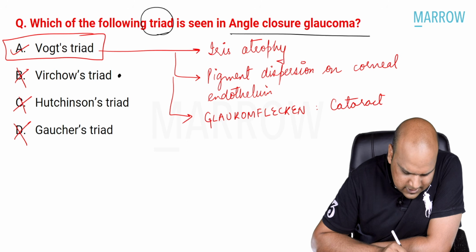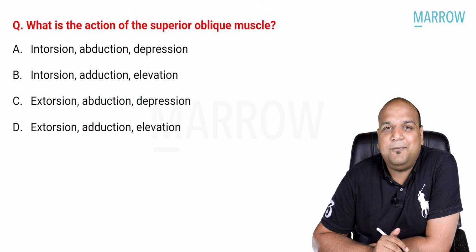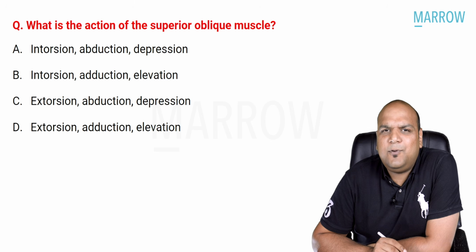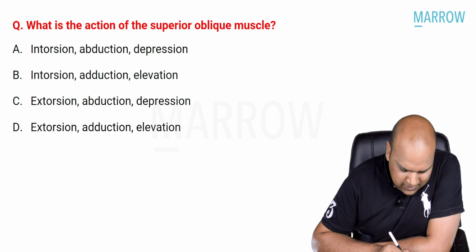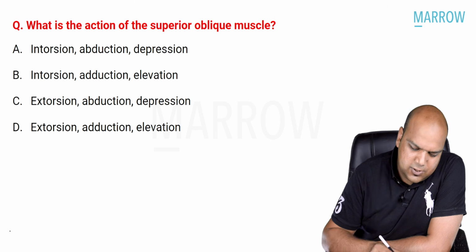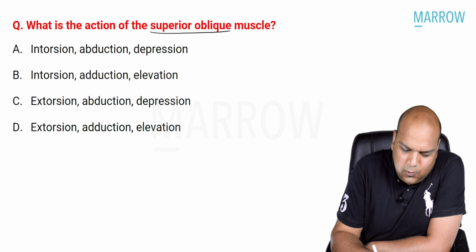Moving on to the last question that was asked, probably one of the easiest questions. Some of you can consider it an anatomy question also. Let us see the question, everybody. The question was, what are the actions of the superior oblique muscle?